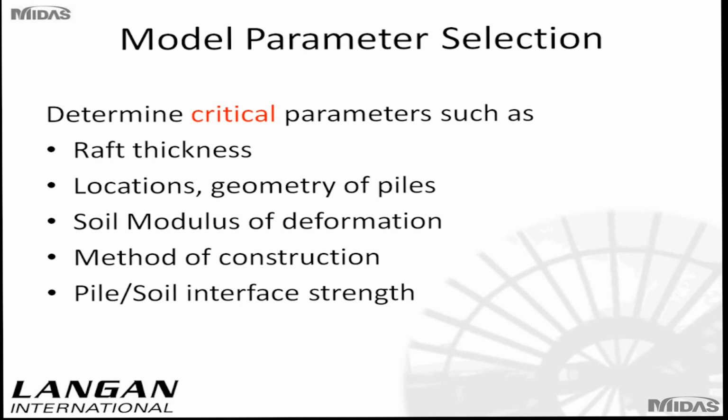Then we would use the results to determine the critical parameters and focus on those parameters in our model. These parameters would be the raft thickness, the location and the geometry of piles, meaning how many piles you would use, where you would put them, what kind of diameter you would use, what kind of pile. You would need to determine the soil modulus of deformation, which is one of the most critical parameters in the whole process. Then you would determine the method of construction, especially if you are dealing with piles. And you would determine the pile-soil interface strength.